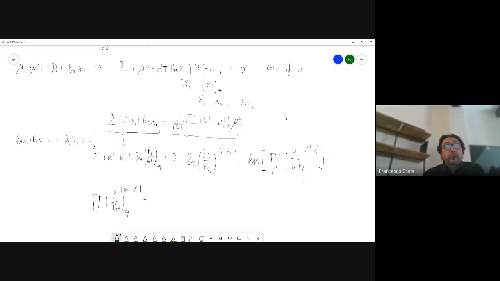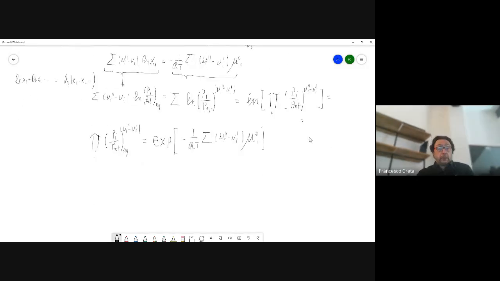I'm taking now the exponential on both sides, okay, so it's the exponential of minus 1 over RT times this quantity here, which, by the way, we have seen already, and I'll remind you. Okay, let's see what this quantity is, in fact, okay?